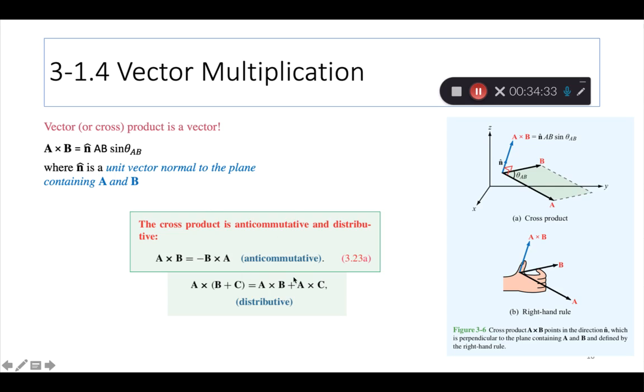Okay, a couple of rules, same formula, same figures here on the cross product. The cross product is anti-commutative. What that means is A cross B is minus B cross A, and then A cross (B plus C) is A cross B plus A cross C, which is the distributive rule.